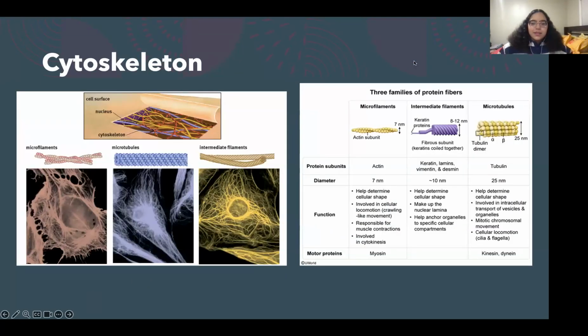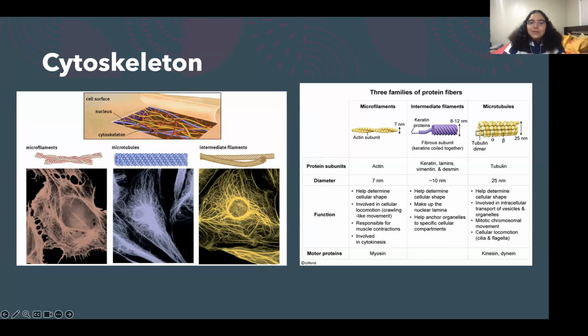And then I think the last thing I have is the cytoskeleton. It provides support and structure to the cell. You can see on the left there are the three types of fibers: microfilaments, microtubules, and intermediate filaments. Also good to know about those. Know the subunits, like actin for microfilaments or tubulin for microtubules. Intermediate filaments you might not need to know in as much detail, but the other two are definitely important.